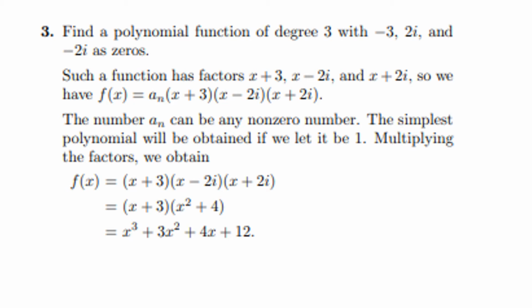Okay, so all we need to do is take those zeros. So this is the factor, x plus 3, corresponding to the zero minus 3. This is the factor corresponding to the zero of 2i, and this is the factor corresponding with the zero of minus 2i. And so what we do is we multiply all these together, and we end up with this as our answer. Now we could have had any coefficient up here, but we just took 1 because that's the simplest number. The problem just asks us to find 1.